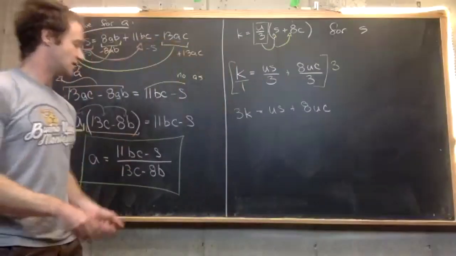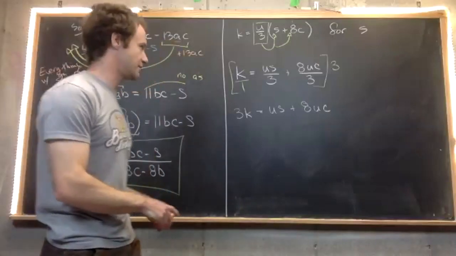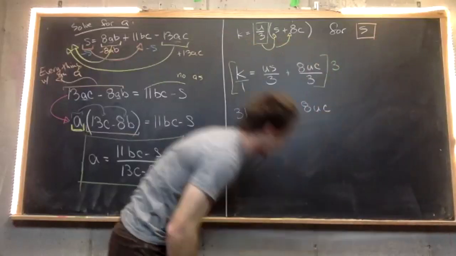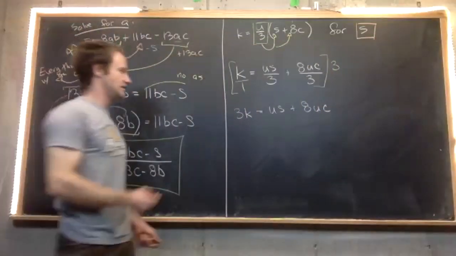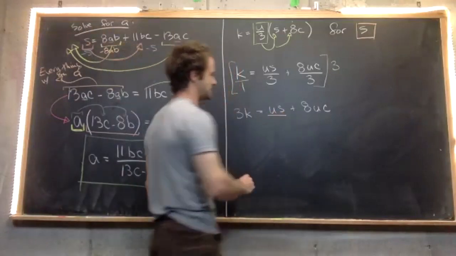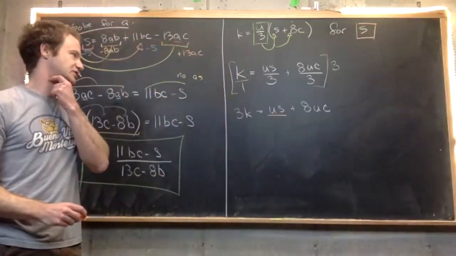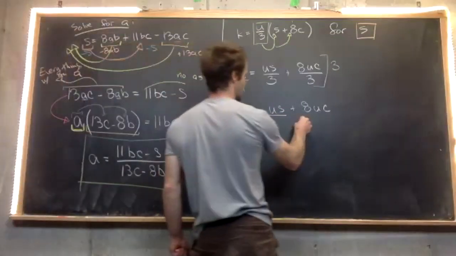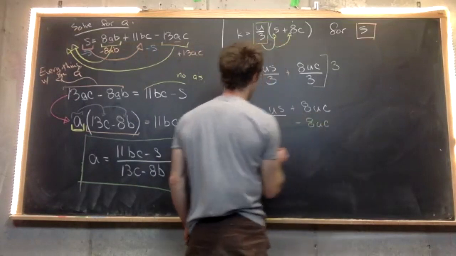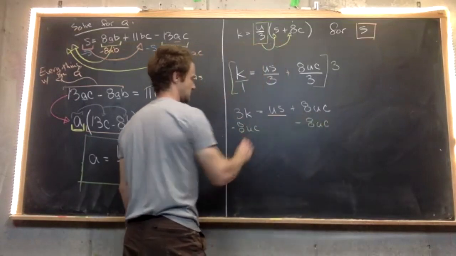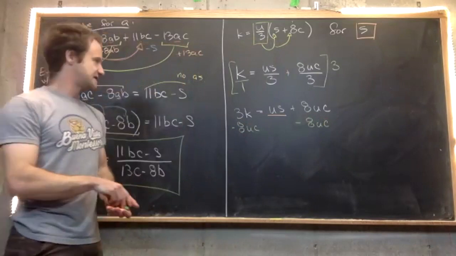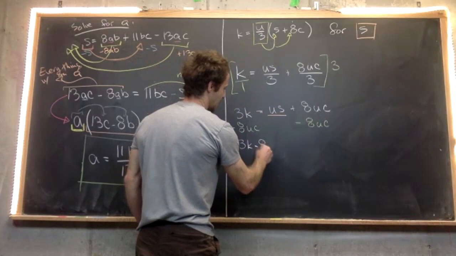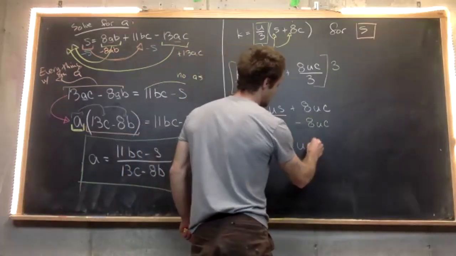And now we can start going towards our goal a little bit more strongly, and our goal is to solve for s. So we want to get s by itself. Notice the only place that s shows up is in this term. So we want to isolate all the stuff with s. So maybe I'm going to do that in this case by subtracting 8uc from both sides. So let's see what that gives us. That gives us the left-hand side will be 3k minus 8uc equals us.